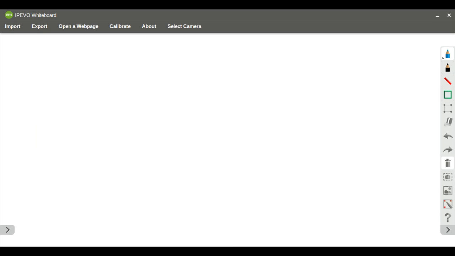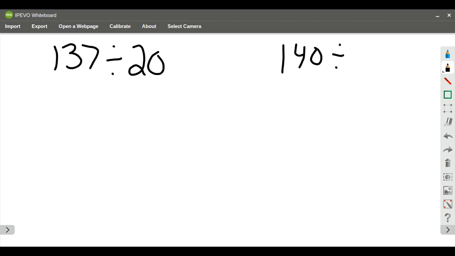Okay, go to your guided practice on the next page. So number 1 says, in the example at the top of page 264, if only 137 students were going on the trip, how many buses would be needed? So if I had 137 instead of my other value, and I have 20 students per bus, I'm going to take 137 and round that to 140. 140 divided by 20, I get 7. So I know my answer is going to be somewhere around 7.